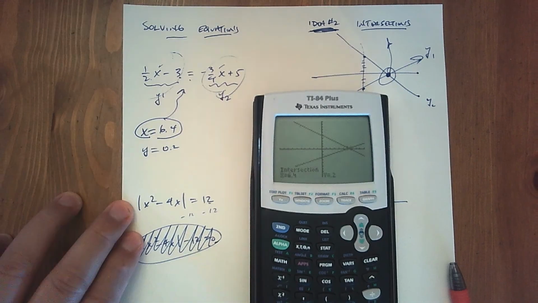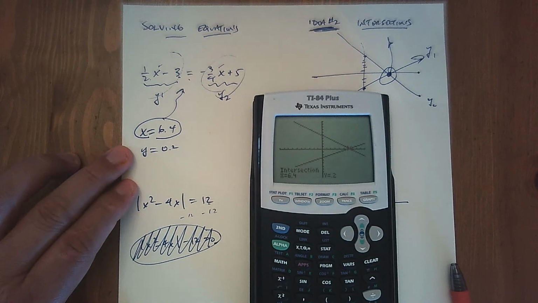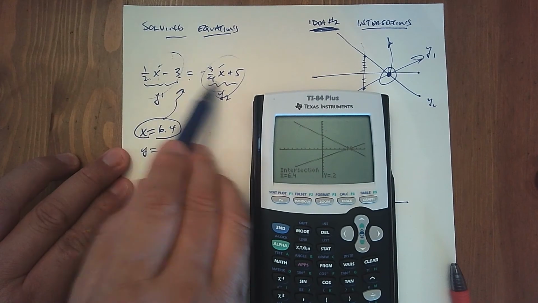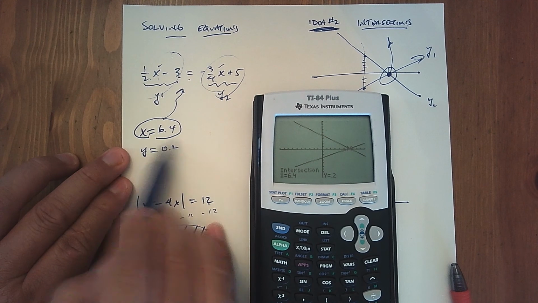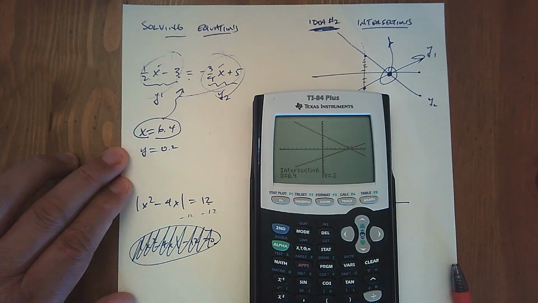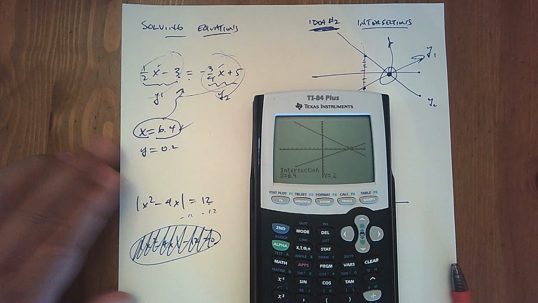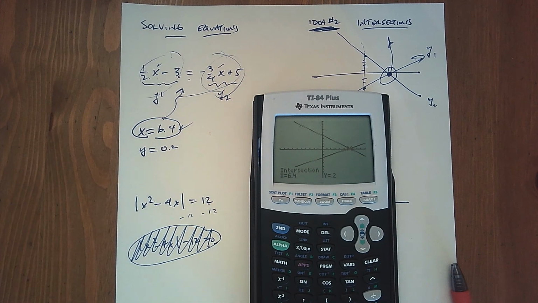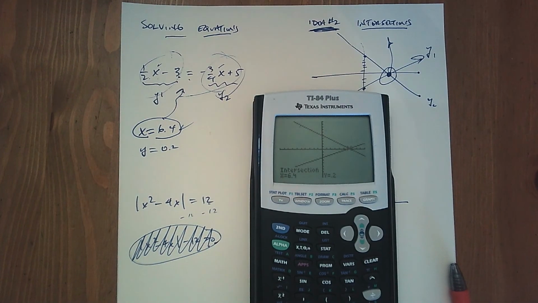So what value of x solves the equation? 6.4. What's the value of both of these functions at 6.4? It's 0.2. But the algebra, if we were to solve this linear equation, we would get that answer, and it'd probably be in fractional form, right? It'd be something like 6 2/5 or something of that nature. So algebra versus that. And that's basically how you do that.